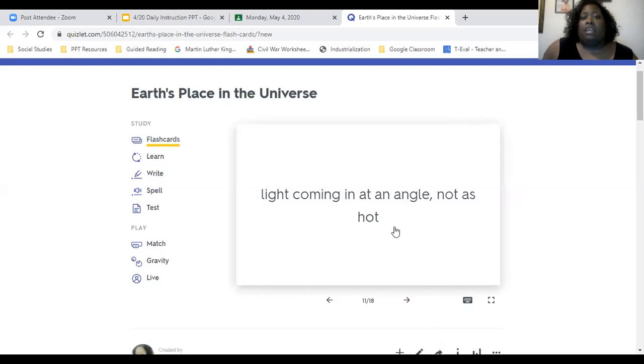Indirect sunlight, light coming in at an angle, not as hot. So when the sun is reflecting on another object, or the sunlight is coming in at an angle, it's indirect light.